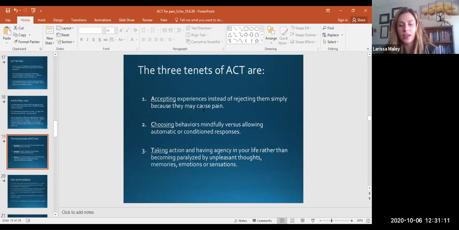There are 3 tenets that are used with ACT, really ACT for any condition, but specific to ACT for pain. That's the accepting piece.